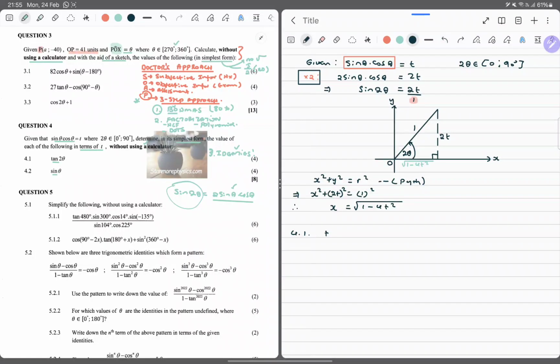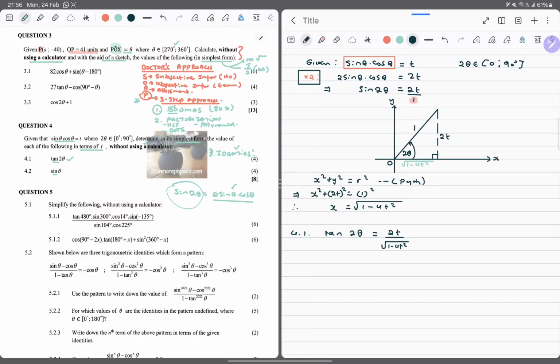So tan of 2 theta. Now, this is a very interesting question. Are you then allowed to do what I showed you guys? Well, okay, no, because remember this is just tan theta as it is. So tan 2 theta is easy because we know it's going to be opposite, which is 2t, over adjacent, which is this business that we found. That's it. And there's nothing we can do here.